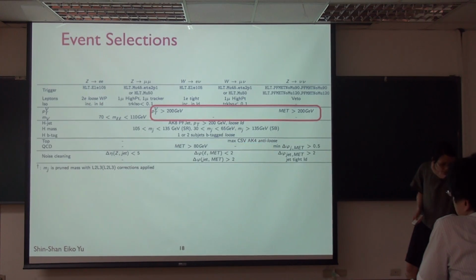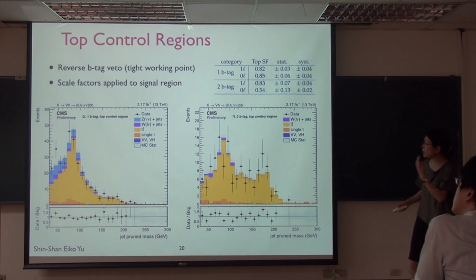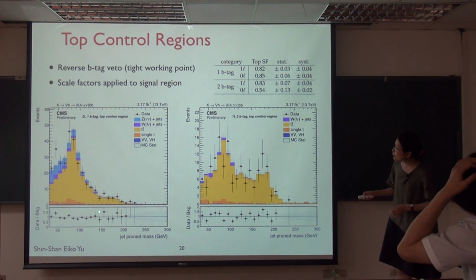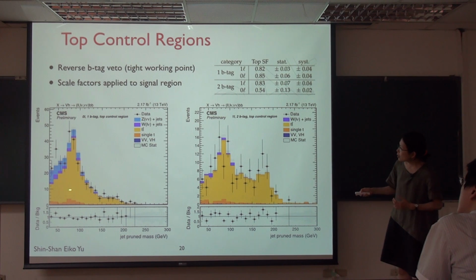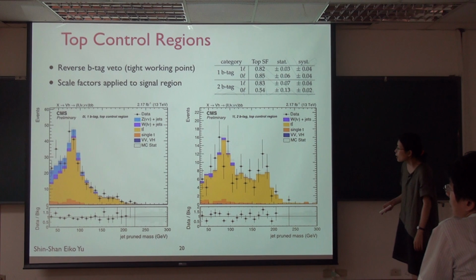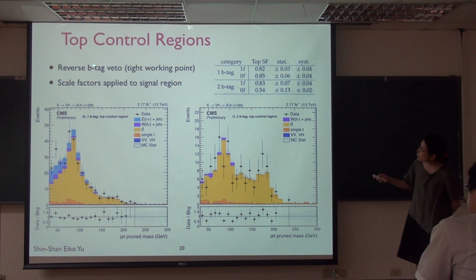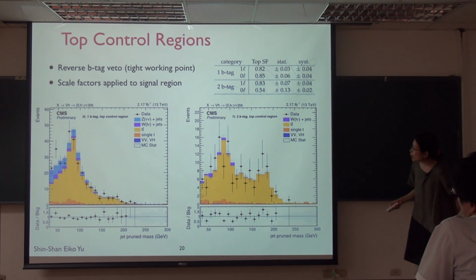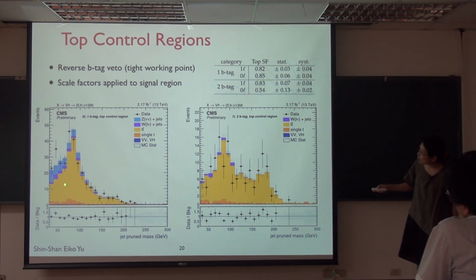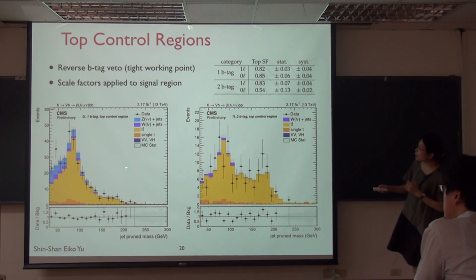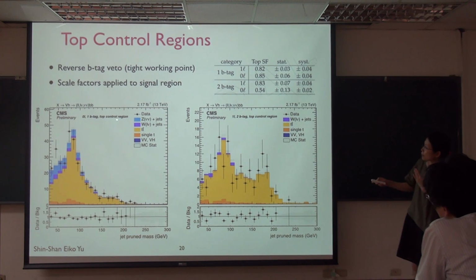But now, to select the control sample, we reverse this requirement. We require that the event needs to have extra B jets. And this will give you a sample that has very high purity of TT bar events. Here I show you the prune mass distributions for these control samples. You can see the yellow histogram indicates the contribution from the TT bar events. On the left is the selection with 0 lepton and 1 B tag. On the right is 1 lepton and 2 B tags.